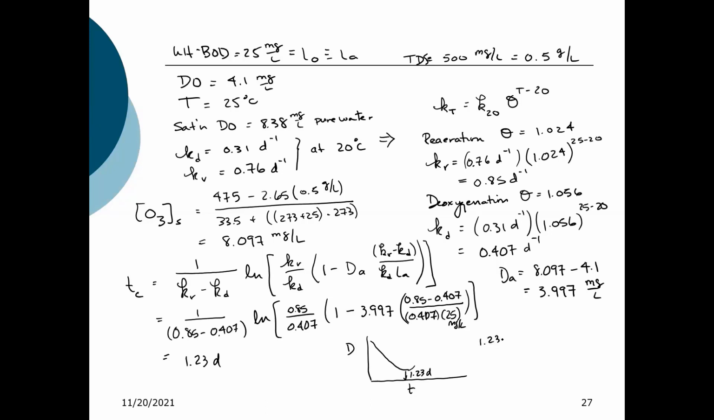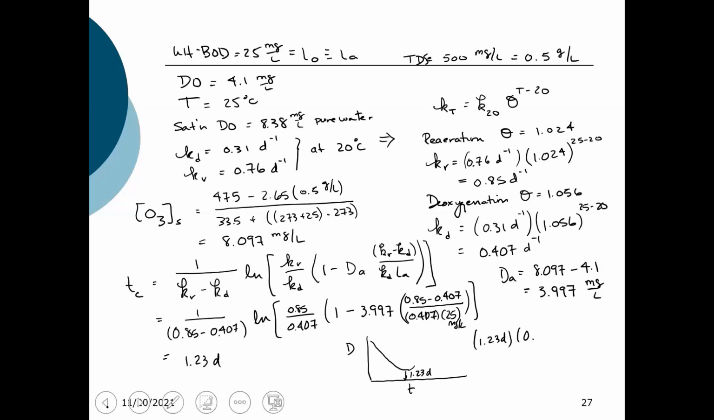So that's 1.23 days times the velocity we were given, which was 0.4 meters per second. Let's multiply that by 86,400 seconds per day. And we'll times 1,000 meters per kilometer. So meters cancel, seconds cancel, days cancel, and what we will have is the distance downstream, and that is equal to 42.5 kilometers.